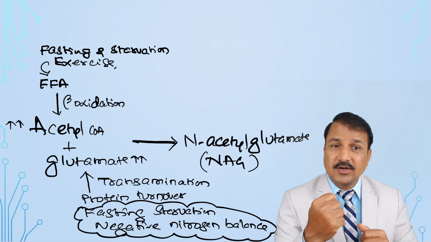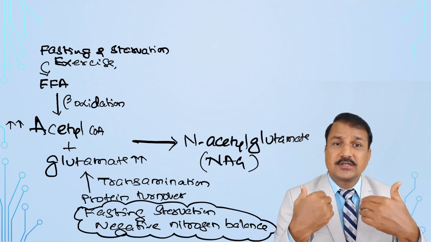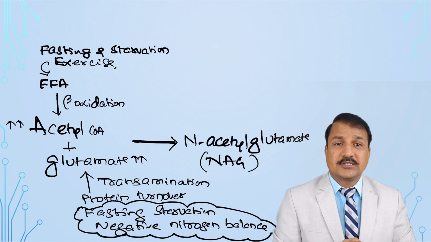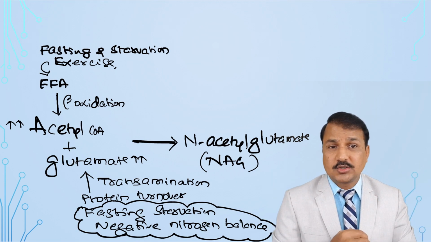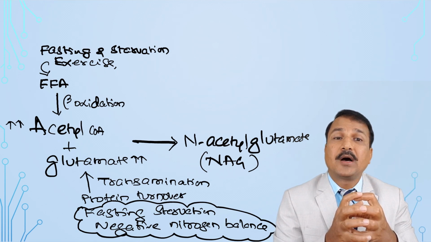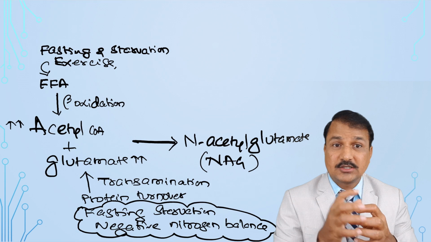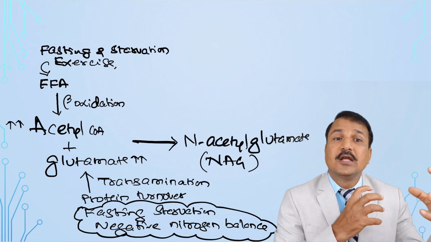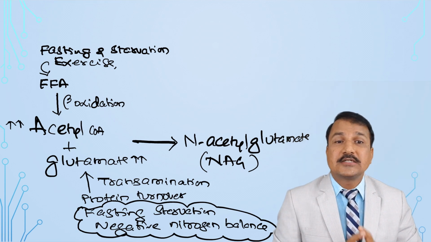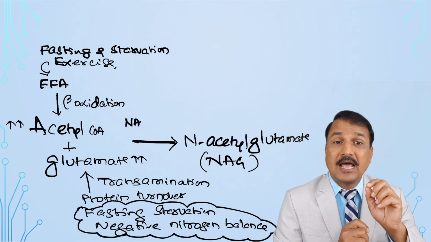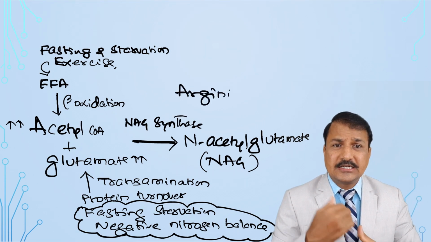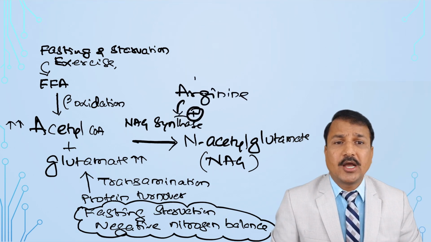Acetyl-CoA, excess acetyl-CoA means what? The person is in starvation, in fasting condition, where more and more beta oxidation is going on, more substrate is available. So excess acetyl-CoA and excess glutamate can combine to make N-acetylglutamate. So acetyl-CoA combining with glutamate to become N-acetylglutamate is done by the N-acetylglutamate synthase enzyme, NAG synthase enzyme. Now, this N-acetylglutamate synthase itself is positively modulated by arginine.